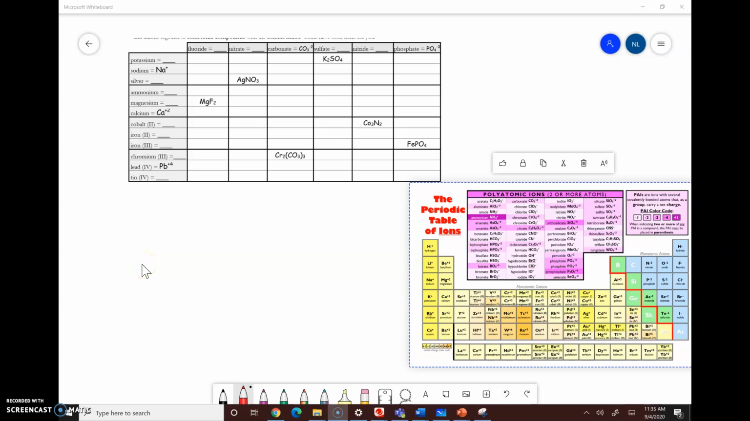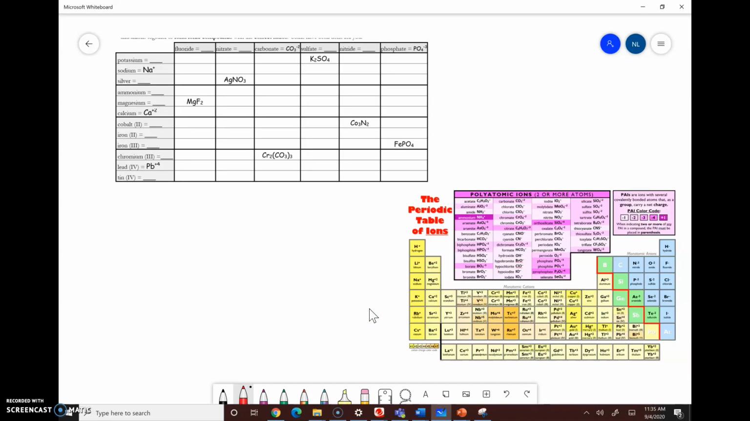Okay, so what I did here was I went ahead and cut out the top part of the worksheet that you're doing. And then I also went ahead and cut out the periodic table of ions from the periodic table that you guys have. So this is the one that we're going to use, all right? If you look here, it gives you the name that it should be, and it gives you the charges as well, okay, for all of these.